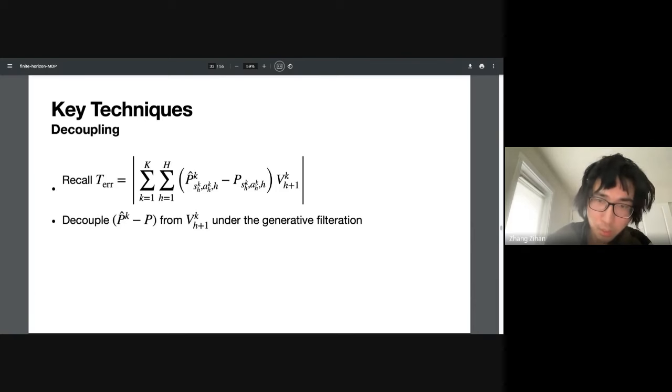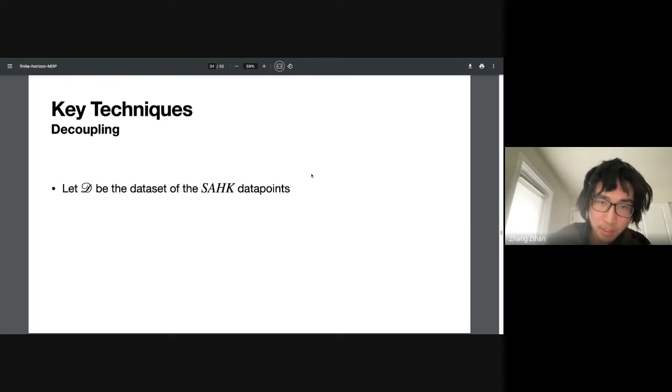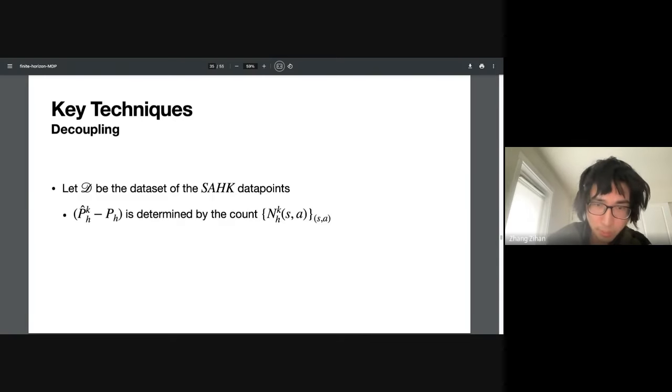Next, I want to introduce why we need such a generative formulation. Recall our target term has this form. It is an error term: P hat minus P times V_{h+1}. Let's use calligraphic D to denote the data set mentioned above, the in total SAH blue bubbles. The first observation is that P hat_h^k minus P_h is only determined by the count N_h^k, which is the count of SAH before the k-th episode. Here we assume D is fixed, so the dataset has been drawn but is unknown to the learner.